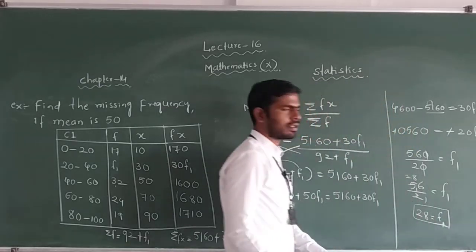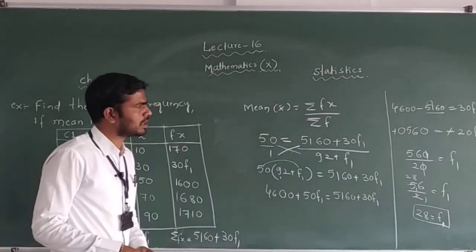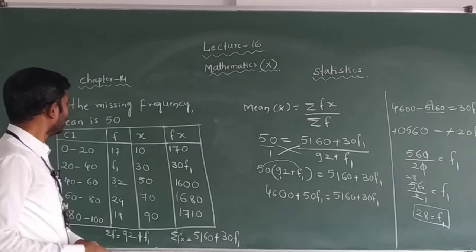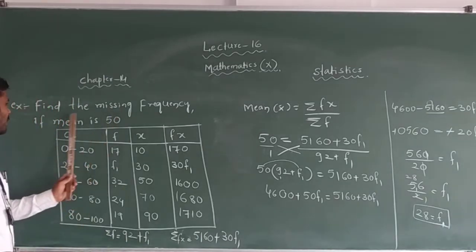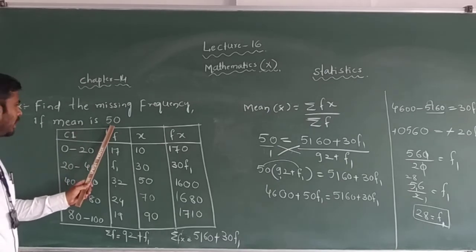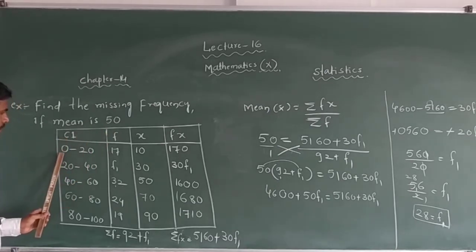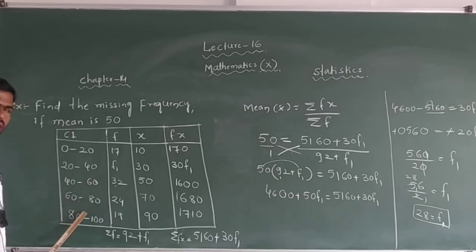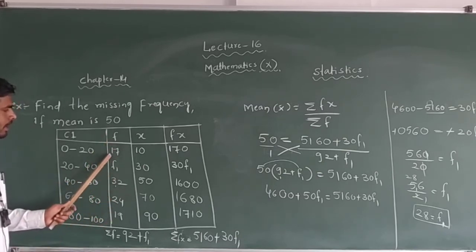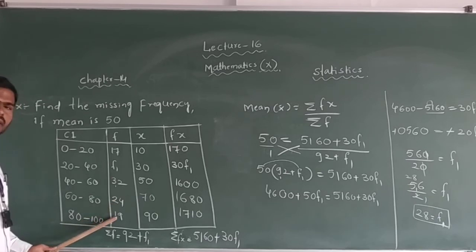f1 equal to 20. So let us see how to find the missing frequency in mean. Once again I am repeating. Find the missing frequency if mean is given as 50. Class intervals are 0 to 20, 20 to 40, 40 to 60, 60 to 80, 80 to 100. Frequencies are 17, f1, 32, 24, 19.